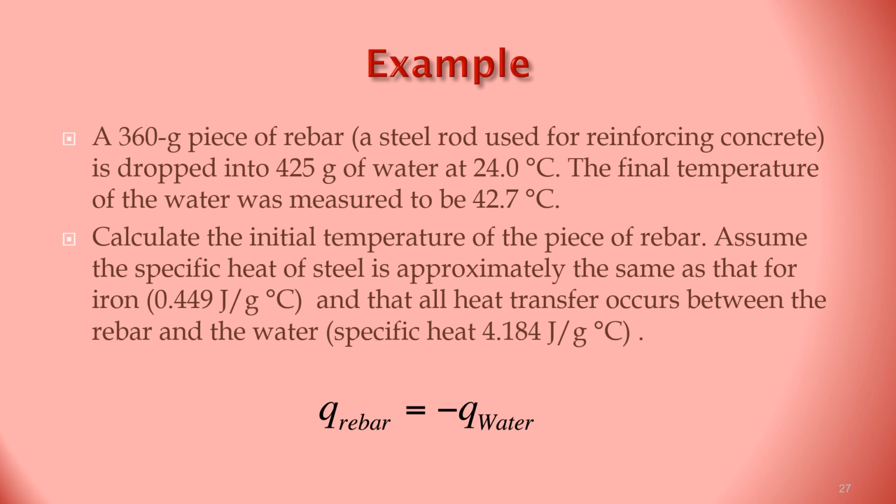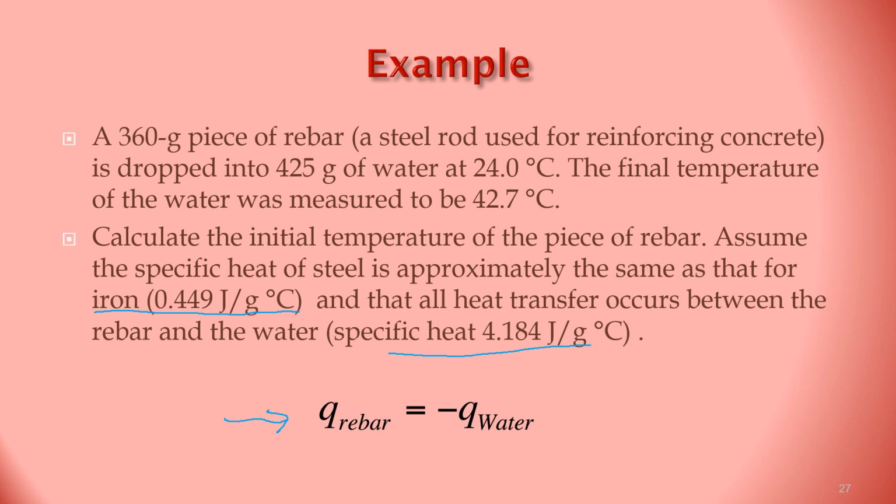So we have the specific heat of the rebar, which we're just assuming is the same as iron, and it's given to us. And we're also going to remember that the specific heat of water is 4.184 joules per gram degrees Celsius. Again, keep in mind that the heat that was lost by the rebar is equal to the heat that was absorbed by the water.